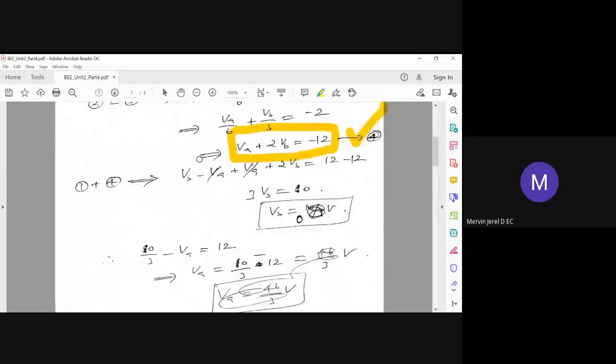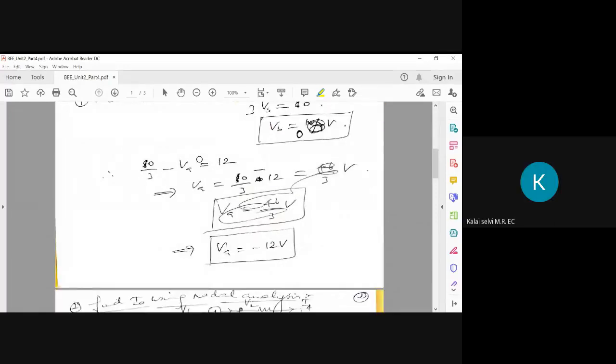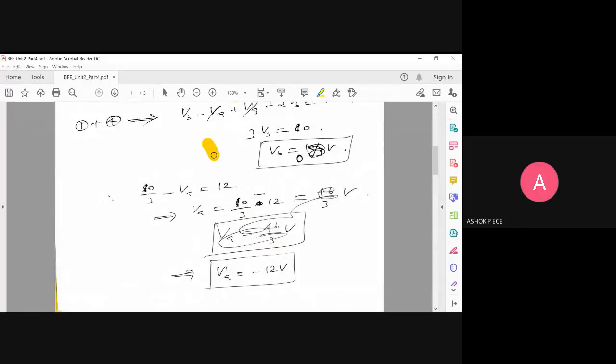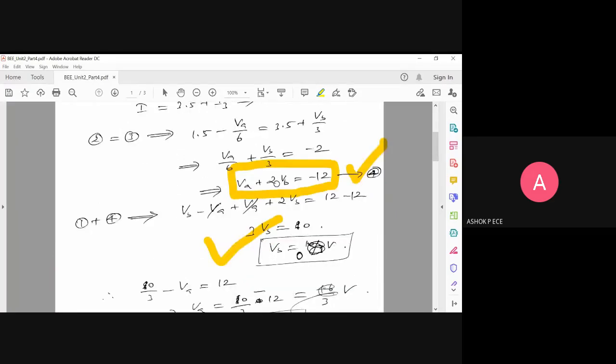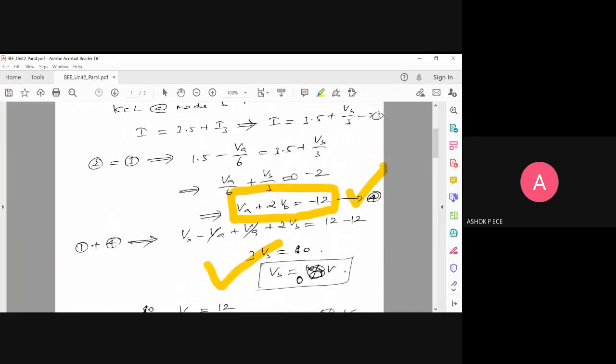Anybody has solved? Sir, VB is 0, and VA is minus 12 volts, sir. And I is 3.5 amps. Yes, VB is 0 and VA is minus 12. Yes, correct. And if you want, you can find I by substituting the value of VB. I will be 3.5 amperes.